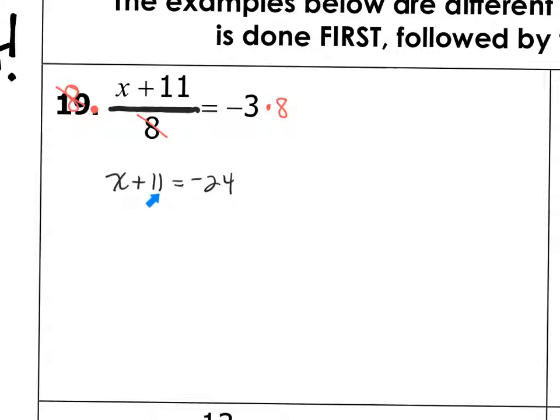I can subtract 11 now. I couldn't do it before, but I've rebalanced, and that's now -24. So now I can subtract 11 on both sides to get x is equal to -35. And that concludes your review on solving 1 and 2 step equations.